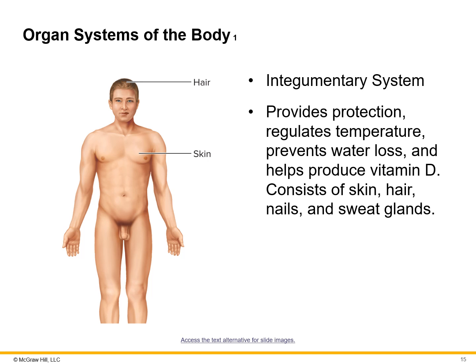So now if we look at each of these organ systems of the body, starting with the integumentary system, this is our protective layer, helps regulate with temperature, prevents water loss so that, again, water's not evaporating. It also helps produce vitamin D, so that's why we need sunlight. It helps in that conversion and that enzymatic process. So it's made up of our skin, hair, nails, and sweat glands.